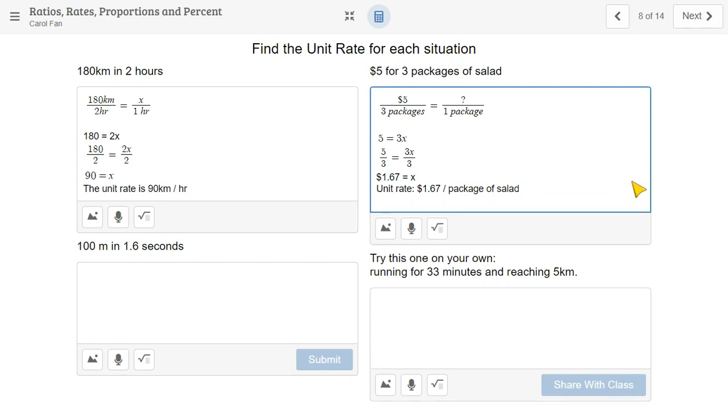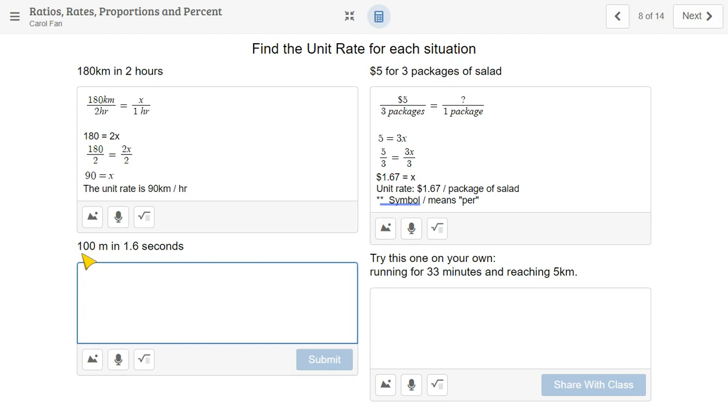Now, a quick note here. You'll notice that the symbol that we used, this slash, means the English word per. And we use that when we're describing a rate, especially a unit rate.